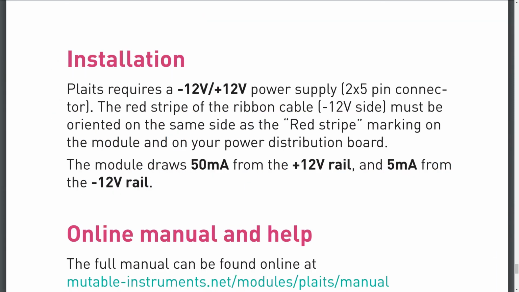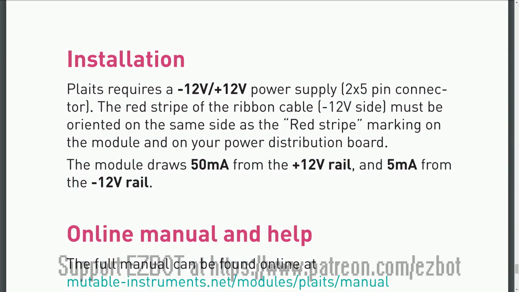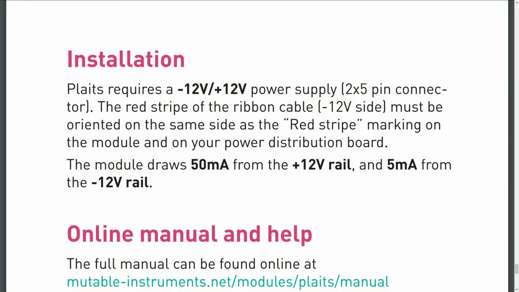Installation. Plaits requires a -12 volt, +12 volt power supply, with a 2x5 pin connector. The red stripe of the ribbon cable, the -12 volt side, must be oriented on the same side as the red stripe marking on the module and on your power distribution board. The module draws 50 milliamps from the +12 volt rail and 5 milliamps from the -12 volt rail.